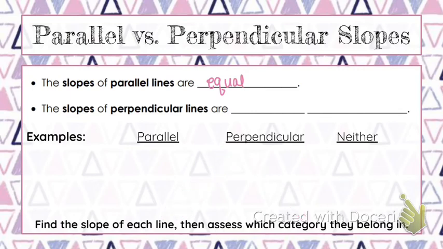Now, perpendicular lines run at 90-degree angles. Okay, so these two lines would be perpendicular. They form a 90-degree angle where they cross. And the slopes of perpendicular lines are opposite reciprocals.